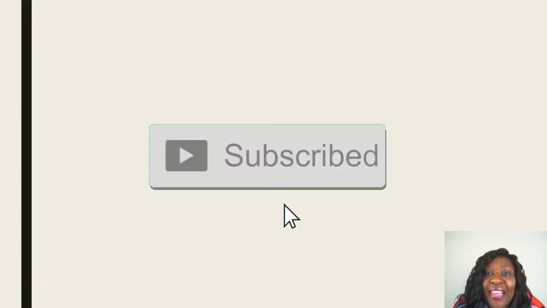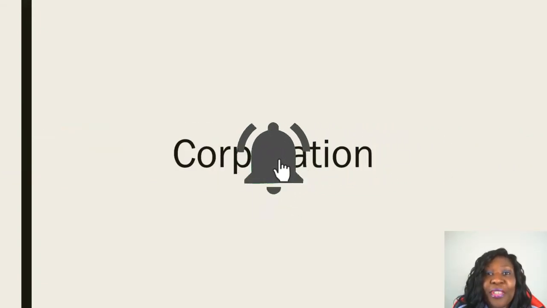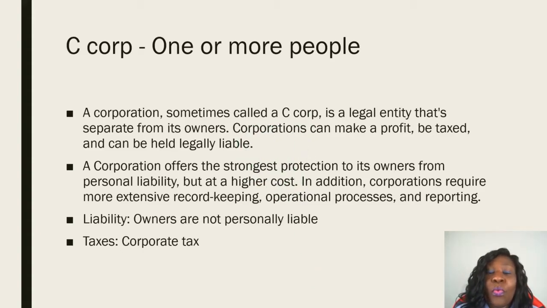Now we'll go into the next section where we'll be talking about corporations. A C Corp is also for one or more people. It is a legal entity that is separate from the owners of the company. Corporations can make profit, they can be taxed, and also sued. That means they can be held legally liable. A corporation offers the strongest protection for its owners against liability. They also require more extensive bookkeeping, operational processes, and reporting. As far as liability is concerned, the owners are not personally liable, and for taxes, they are taxed at the corporate tax level.